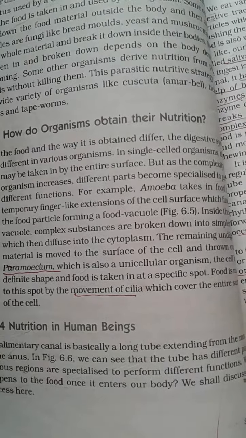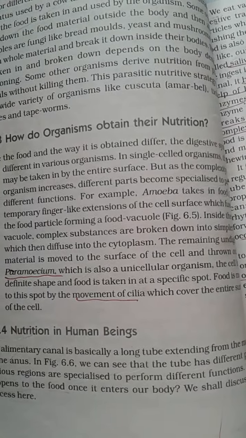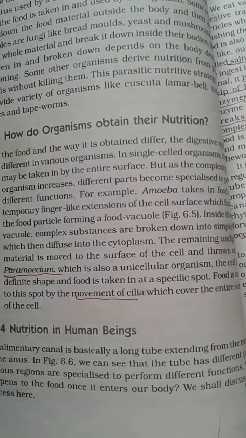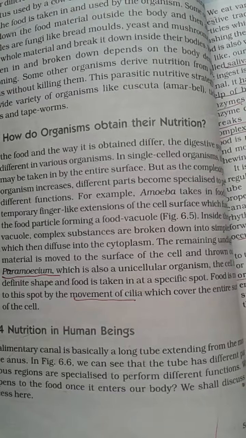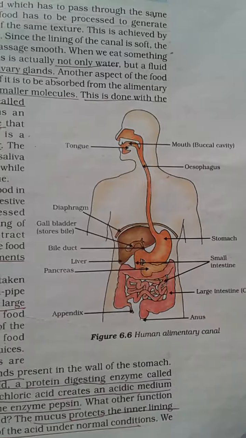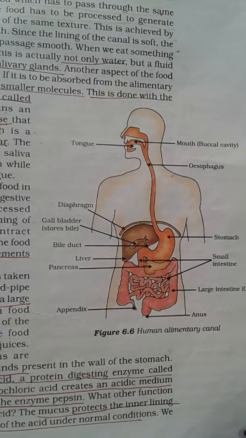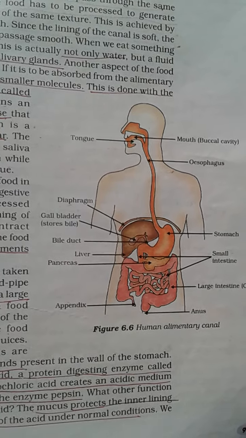Next topic that we need to learn is nutrition in human beings. Nutrition in human beings includes 4 different processes, that is ingestion, digestion, absorption and assimilation. And about this you might have learned in your earlier classes, that is in class 7. Let us understand the human digestive system. The figure here shows the human alimentary canal.